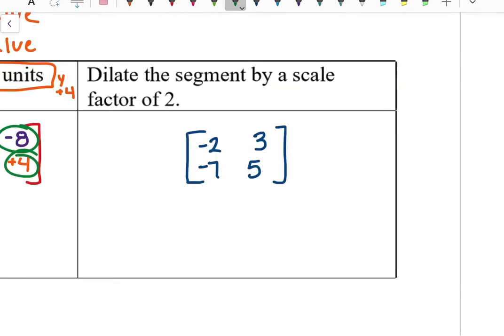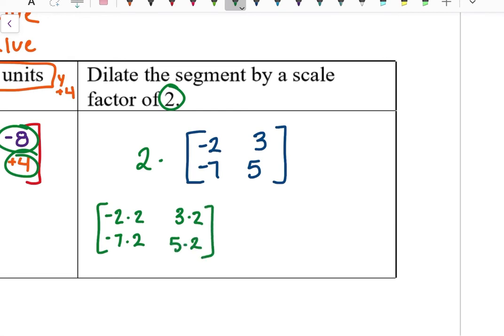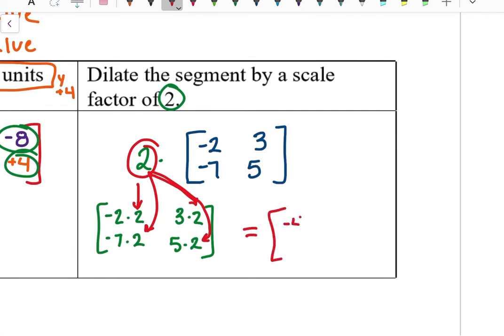Okay, for the next one, I need to dilate the segment by a scale factor of 2. So that 2, I'm just going to multiply by my matrix. I'm going to make sure everything in that matrix gets multiplied by 2. So I'm going to end up with -2 times 2, -7 times 2, 3 times 2, 5 times 2. Basically this 2 went everywhere in the matrix, got multiplied by everything there. So I'm going to simplify that. -2 times 2 is -4. -7 times 2 is -14. 3 times 2 is 6. 5 times 2 is 10.